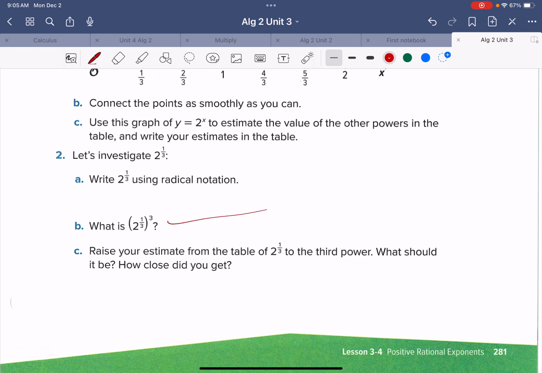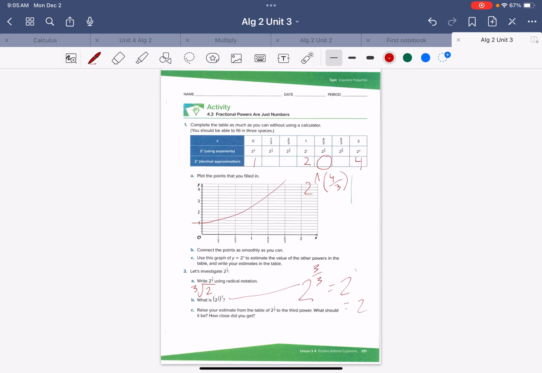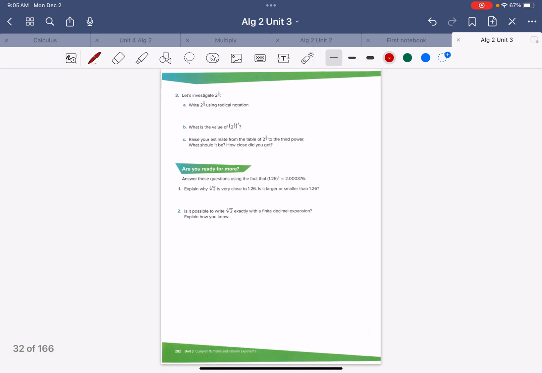Down here, that is just talking about when you have a power raised to a power, right? What do you do? You multiply the exponents. So we have 2 to the 3/3, which is just 2 to the 1st power, or just 2. And then the 1/3 power is just the cube root. We talked about that already. So that's just the cube root of 2, right? Let's see. Next page.